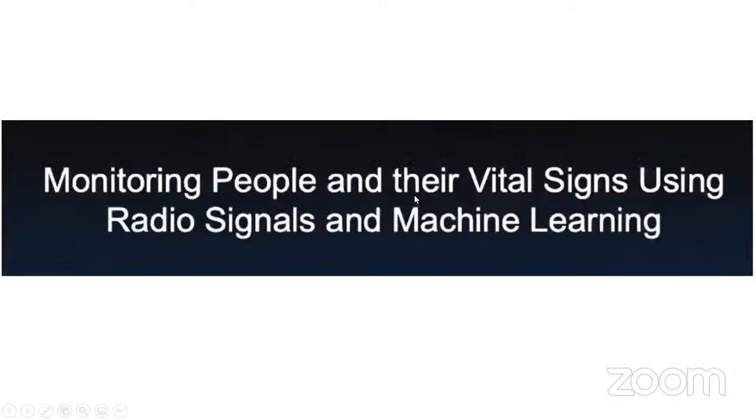So radio signals do not only capture the movement of the person, but also his health. Because the wave that is reflected from a person does not only tell you the location of that person. These waves, if you use the proper sensor, you can also detect his breathing pattern or his heartbeat, and I will show you. So monitoring people and their vital signs using radio signals and machine learning is one of the aspects of applying IoT technology for healthcare.